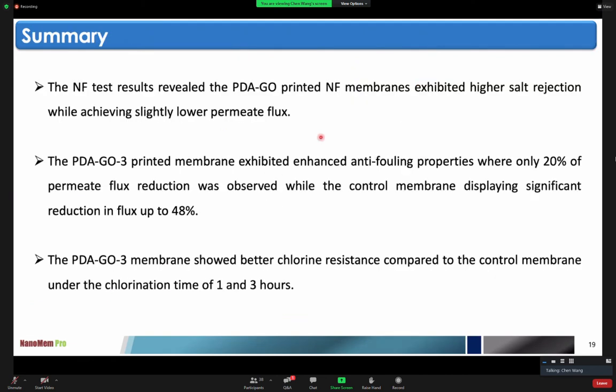Then let's have a summary of the second study. First, the nanofiltration test results reveal that the PDA 3D-printed nanofiltration membrane exhibited higher salt rejection with lower permeate flux. The PDA 3D-printed membrane exhibited enhanced anti-fouling property. It also showed better chlorine resistance compared to the control membrane under the chlorination time of 1 and 3 hours.